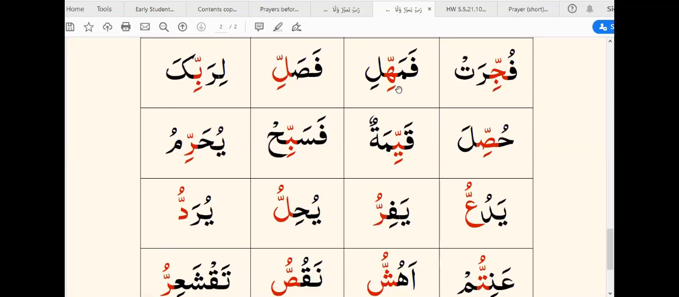Should I start from the start? You can start from this word. Fabahili. Well done, mashallah. The next one, Fasalili. Just try it one more time.